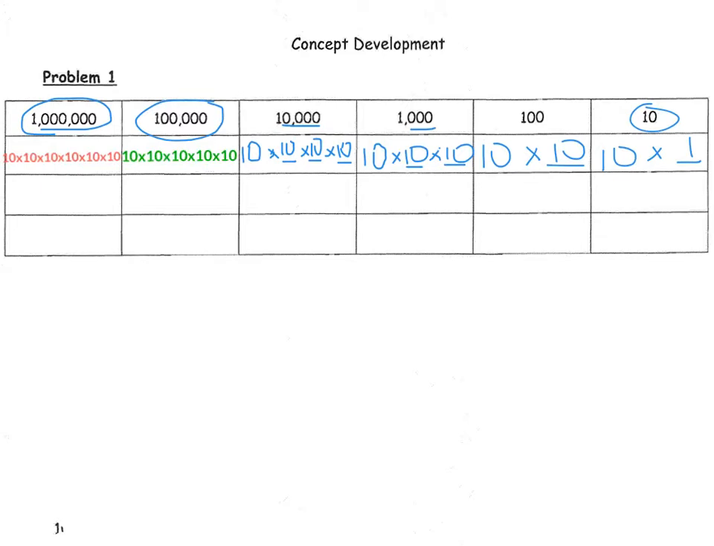Here are the correct answers. Check them. Make sure for 100,000 you had 10 times 10 times 10 times 10 times 10. So you should have written 10 5 times. And for 1,000,000 you should have written 10 times 10 times 10 times 10 times 10 times 10. So you should have written 10 6 times. So now we're going to move on.